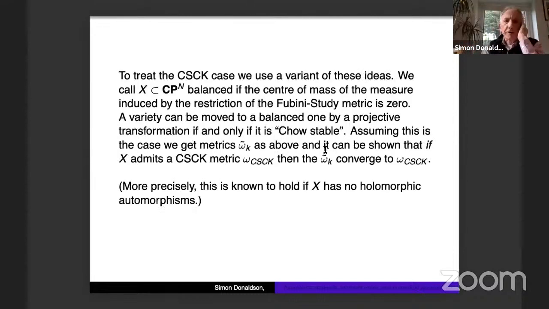And there's a similar story for the constant scalar curvature case. Now we don't have a measure, a volume form on X given to us, but we'll say a subvariety X in CP^N is balanced, again, if the center of mass of the measure which we get by restricting the Fubini-Study metric is 0.